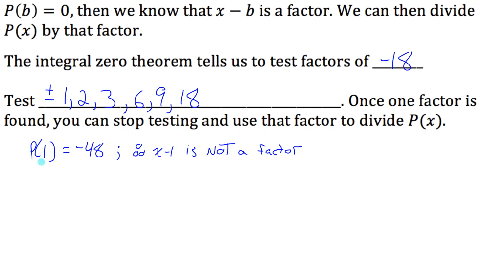And I think we also tried p at 2. I'm not going to bother writing that one, but we also tried p at negative 1. We figured, hey, that's 0. Therefore, x plus 1 is a factor. So we do some tests, we find an integer that works, and then the corresponding factor that has that integer as its 0 is a factor of the polynomial.